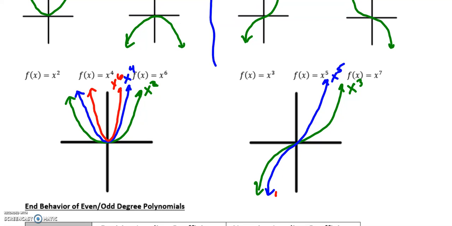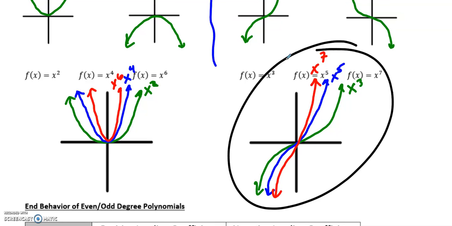Let me grab a different color. There we go. So that's going to be an x to the 7th, and we can continue like that. The key is that every odd degree polynomial is going to share this same sort of end behavior. No matter what the degree is, as long as it's odd, it's going to fit into that part of my function family.